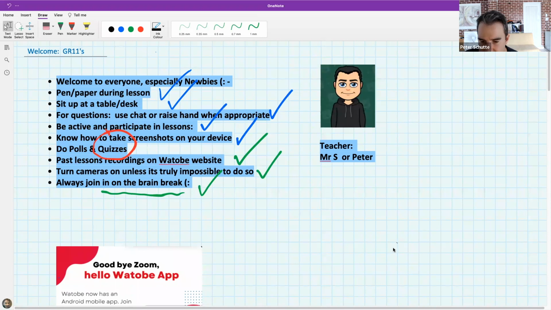Does Watobe change teachers every year, every term? Ndakazi, I'm the grade 11 teacher, and so I teach all the grade 11 classes, and then someone else teaches grade 10, and we specialize like that.